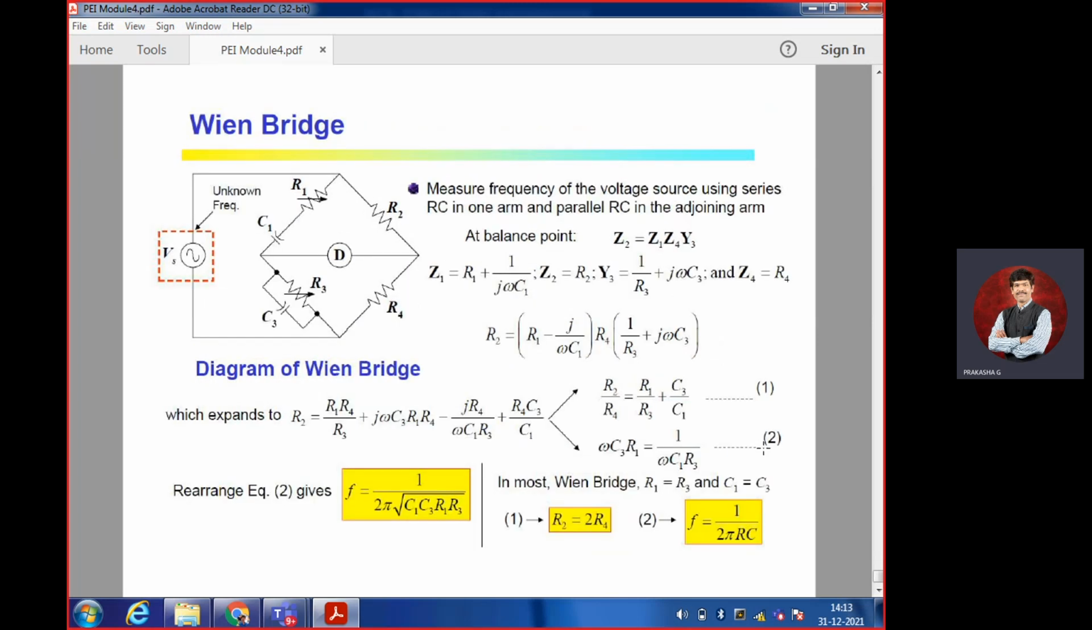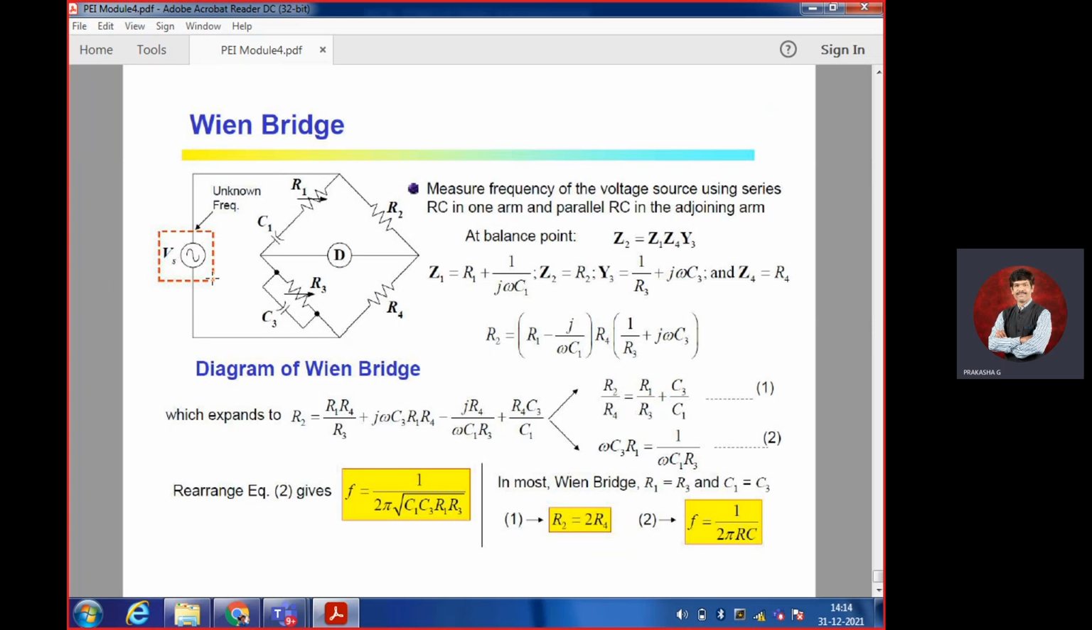The Wien bridge is mainly used for frequency measurement. The difference here is that we are having R1 in series with C1, and R3 in parallel with C3. This is for measuring the frequency. Measure the frequency of the voltage source using a series RC in one arm and a parallel RC in the adjoining arm. Clearly it is mentioned that in one arm we have the series RC and in another arm we have the parallel RC.